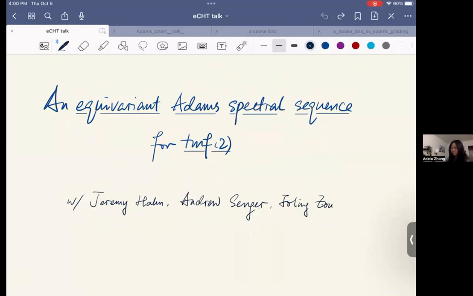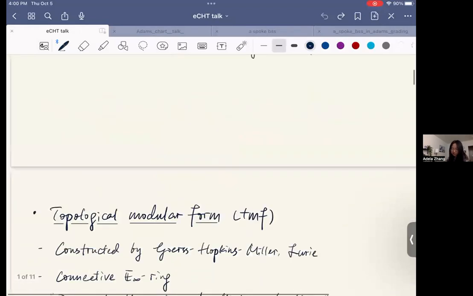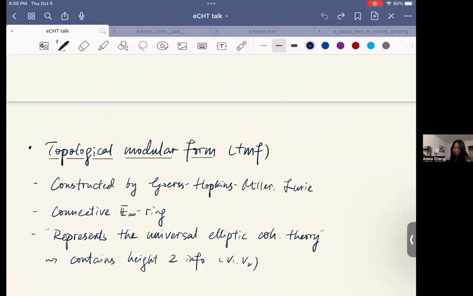Before I jump into what the spectral sequence is, let's briefly review what TMF is. TMF is a short name for topological modular forms. It's constructed by Goerss-Hopkins-Miller and reconstructed by Lurie. One of the main features is that it's a connective E-infinity ring spectrum. Roughly, it represents the universal elliptic cohomology theory, in the sense that it can be obtained as the homotopy limit of elliptic spectra over some compactified modular stack.